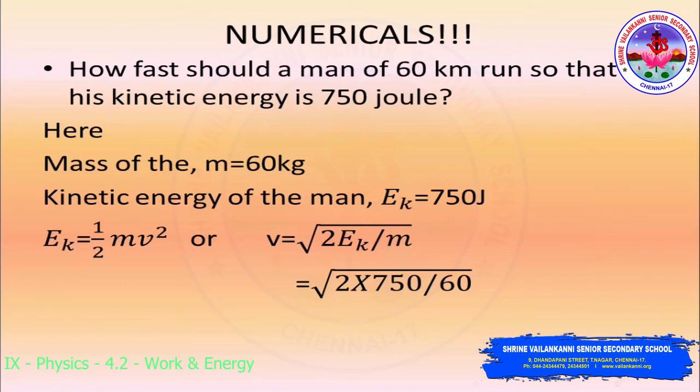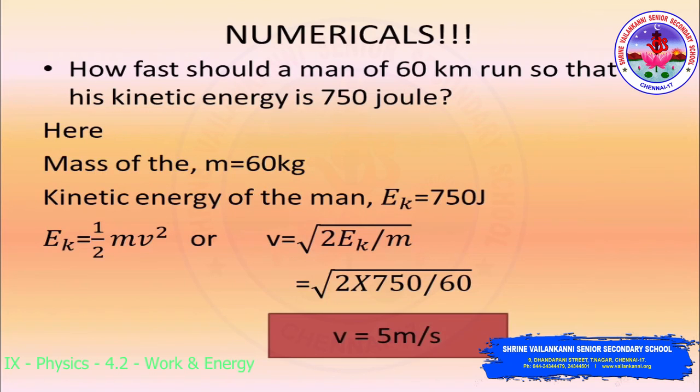As we know the formula, kinetic energy equals half mv square, we have to modify this base equation because we want to know the speed of the person. So v equals root of 2 E_K by m. By applying all the given values, we finally get v equals 5 meter per second.